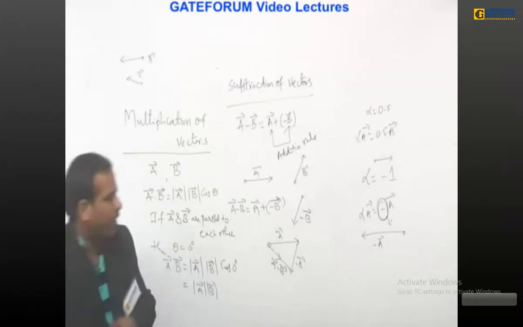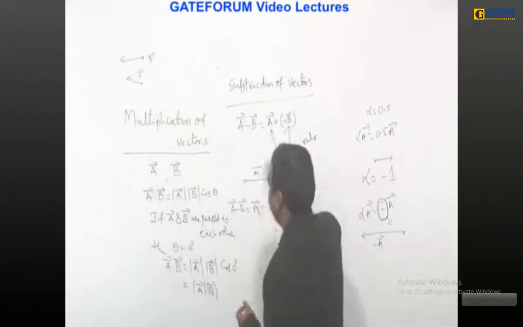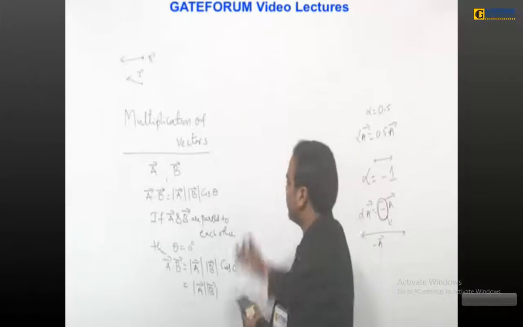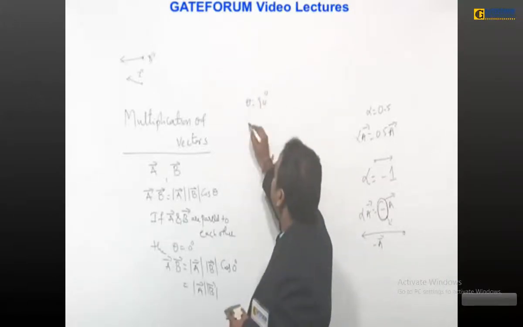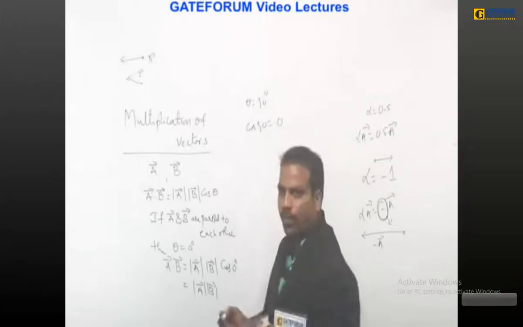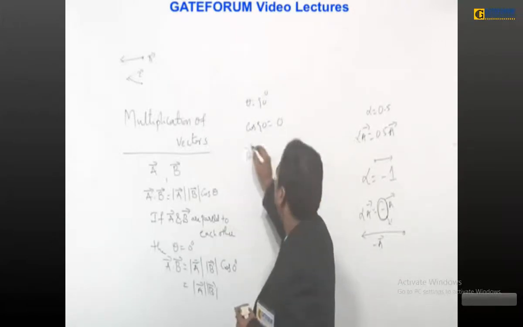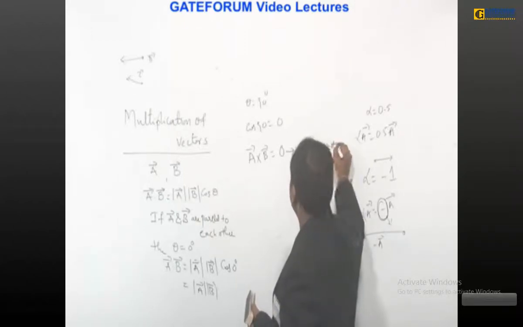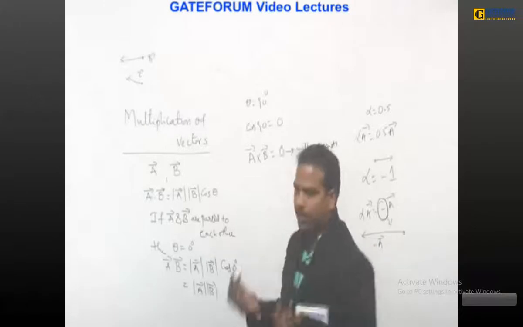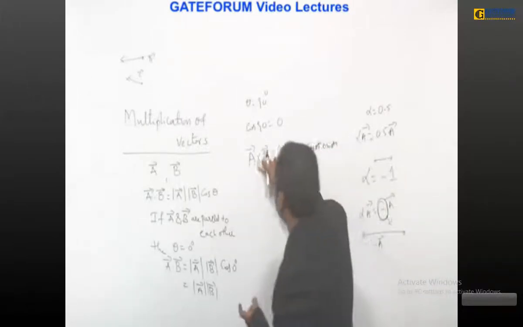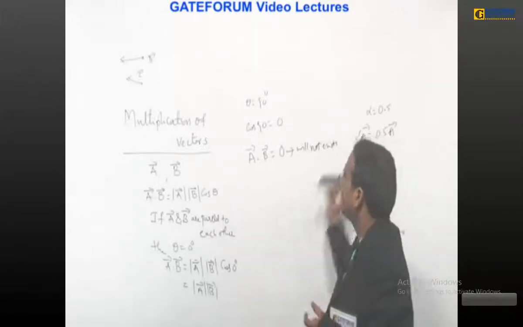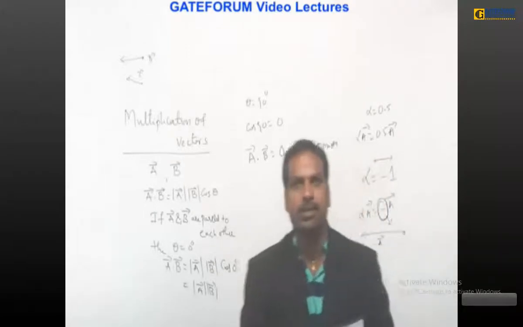Suppose let us say they are perpendicular to each other. If the two vectors are perpendicular to each other, what is the angle between them? The angle between them becomes 90 degrees. If theta is equal to 90 degrees, then cos 90 becomes 0. That means the product here becomes 0, it will not exist. So the dot product between two perpendicular vectors becomes 0.